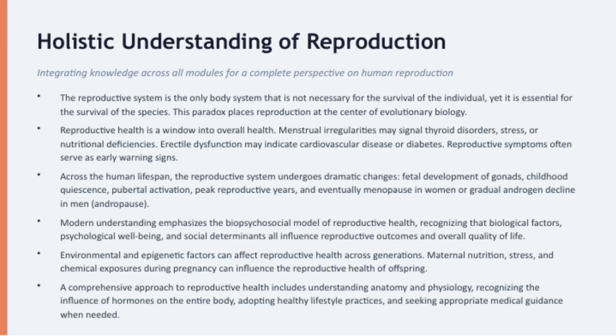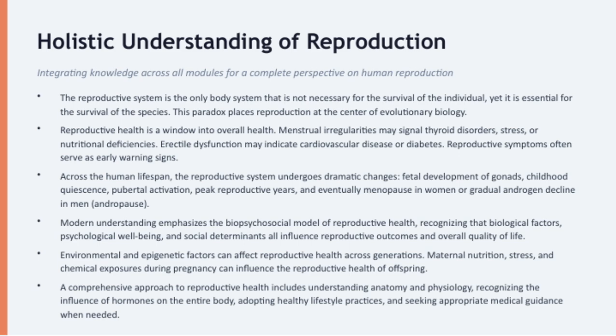The reproductive system is quite unique among body systems. It's actually not essential for an individual's immediate survival, but it plays a crucial role in the survival of our species. This interesting paradox really places reproduction at the heart of evolutionary biology. Reproductive health, in fact, serves as a kind of window into our overall health. For example, irregular menstrual cycles might signal underlying issues like thyroid problems, stress, or nutritional deficiencies. Similarly, erectile dysfunction can be a sign of cardiovascular issues or diabetes. So often, reproductive symptoms are early warning signs that something else might be going on in the body.